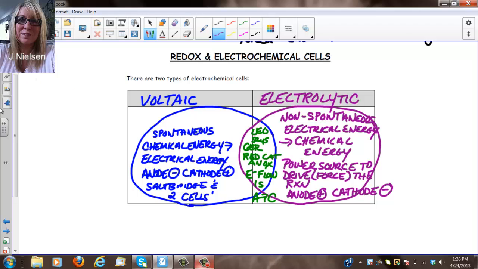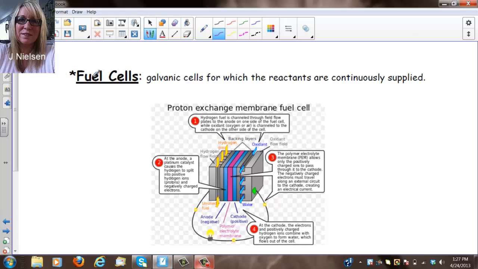And lastly, and I've never really seen it come up on the Regents yet, but I wanted to just point out a fuel cell, and you hear a lot more about these days. Fuel cells, which are really galvanic cells or voltaic cells, for which the reactants are continuously supplied. So when you think about a voltaic cell, you've got a spontaneous reaction that produces energy. Well, in a fuel cell, we basically never run out of the reactants. The reactants are always there.